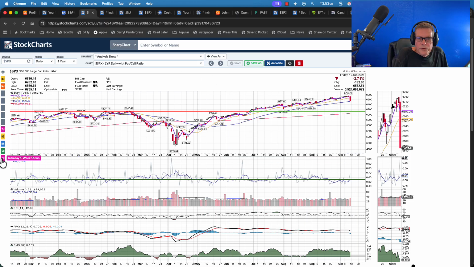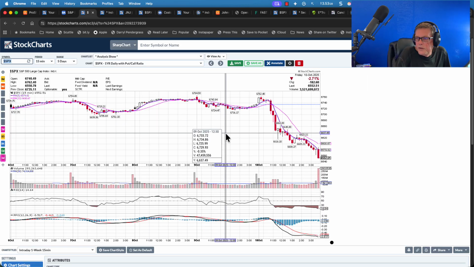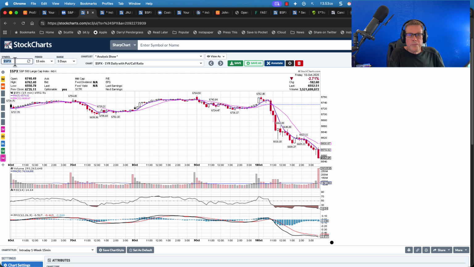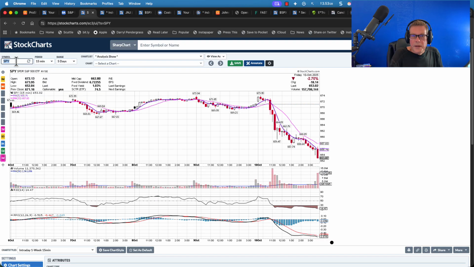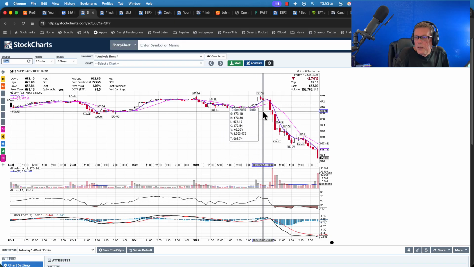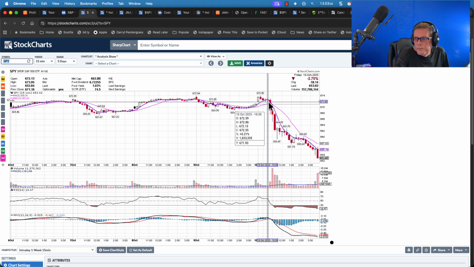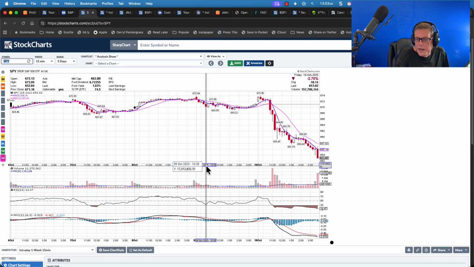I want to go to an intraday chart and see what we notice. Now this is on the SPX. I'm actually going to change that to the SPY, which is a proxy for the SPX, and I'll tell you why I'm doing that here in just a moment. But we can see we had increased at the open on Friday, and once that announcement was made, it was continuous selling for the rest of the day.